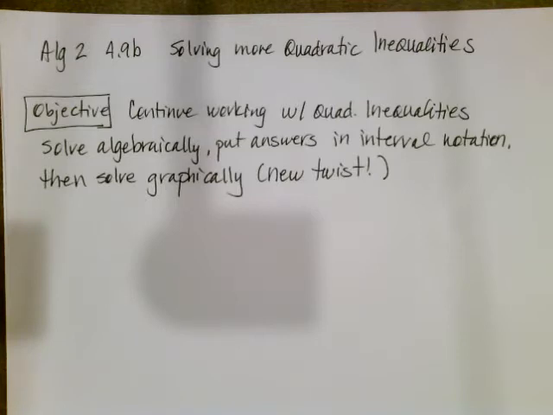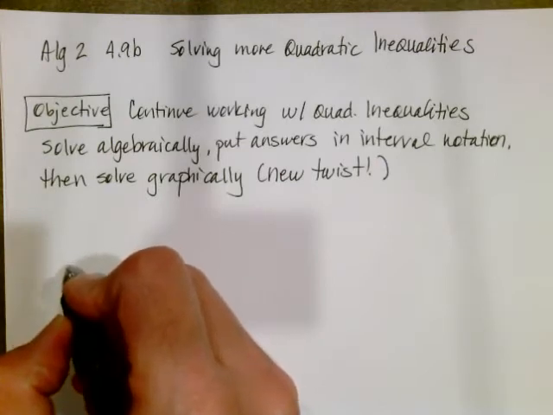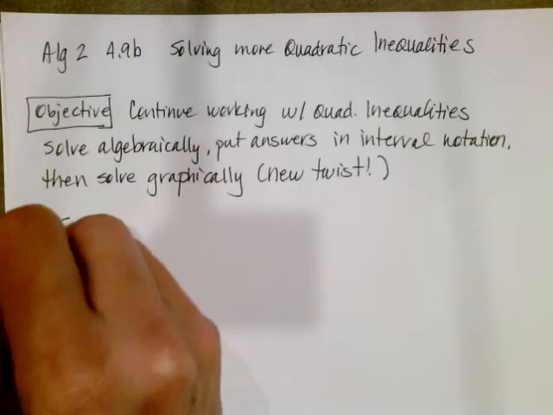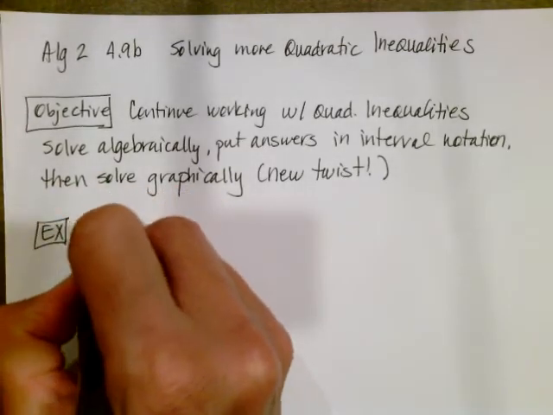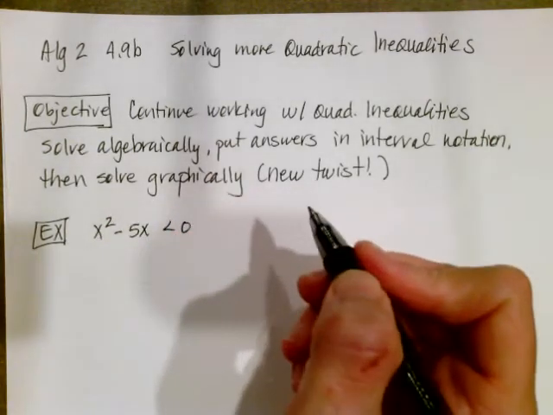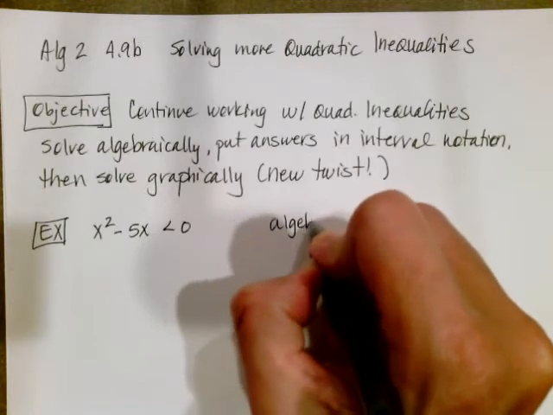Okay. So I'm just going to start by doing some examples and then kind of work through the process. All right, so here's our first example. You're going to be given x squared minus 5x is less than 0. And I'm going to ask you to solve this algebraically.